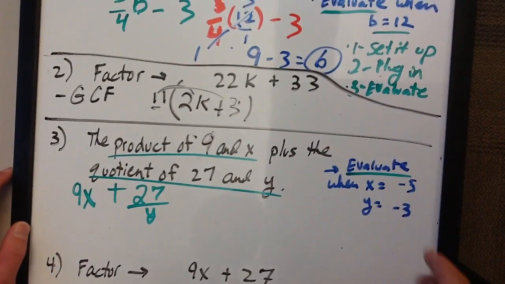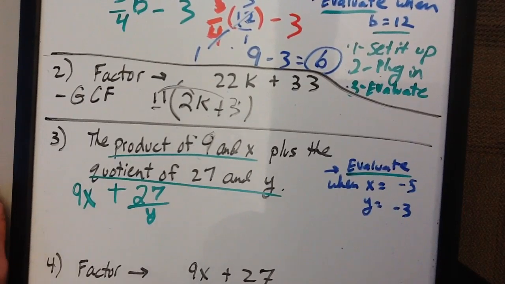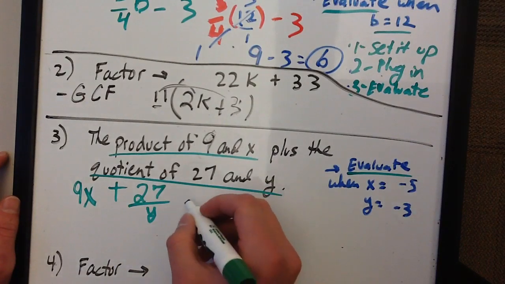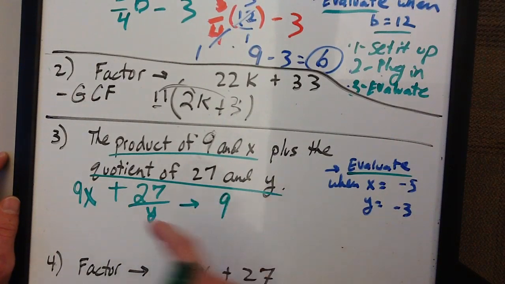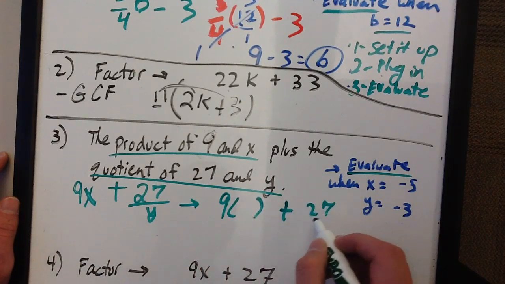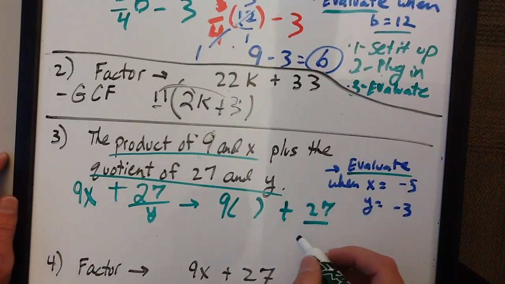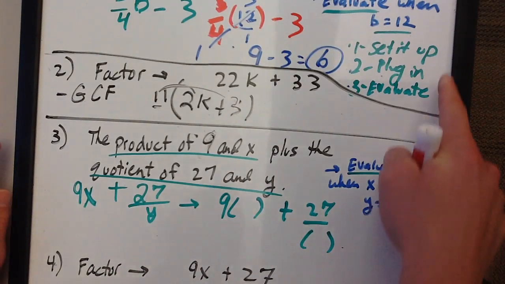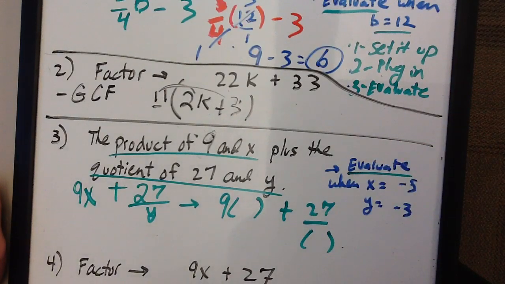So again, I'm going to follow these 3 steps. I'm going to set it up, I'm going to plug in, and then I'll evaluate by following order of operations. Okay? So I'm going to copy this expression. Every time I see a variable, I'm going to put parentheses instead. So I have 9x, so I'm going to put parentheses, plus 27 over, I have a y there, so I'm going to put parentheses instead. Okay? That's set it up.